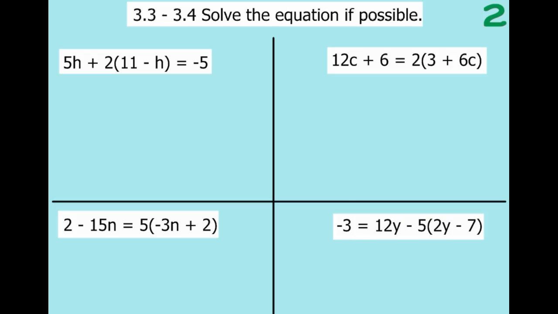Then we had multi-step equations. Remember, it says solve the equation if possible. So we had 3 different equations. If you have x equals, or whatever letter equals some number like 5, that would be one solution. If you get like 3 equals 3, that would be all real numbers or an identity. But if you get like 8 equals 4, that would be no solution because that's not true. So let's solve this one.